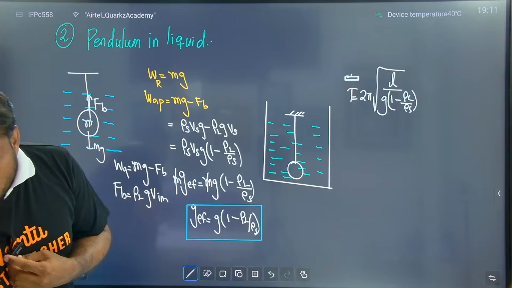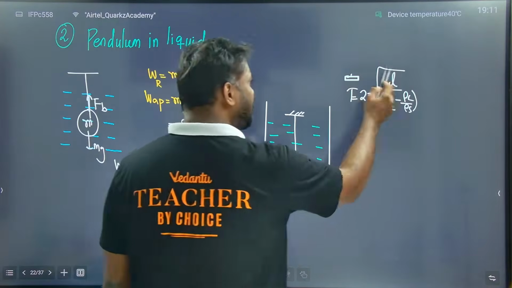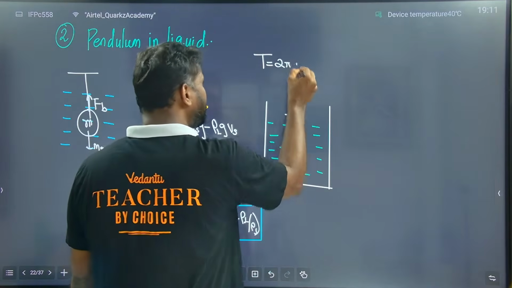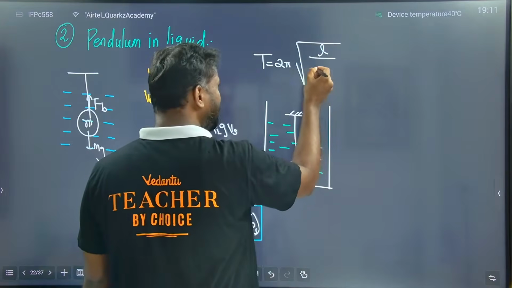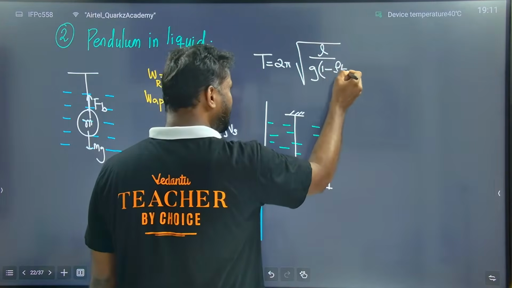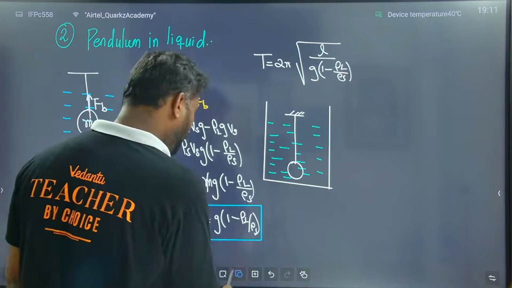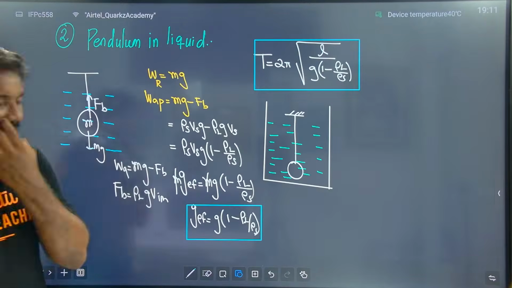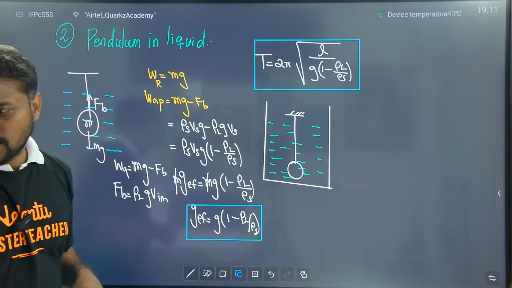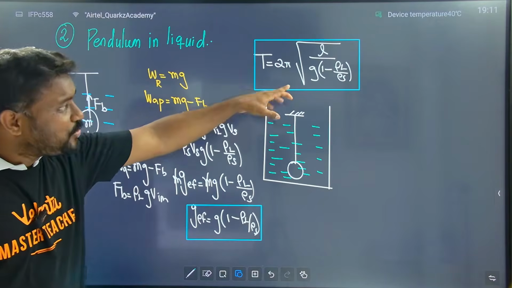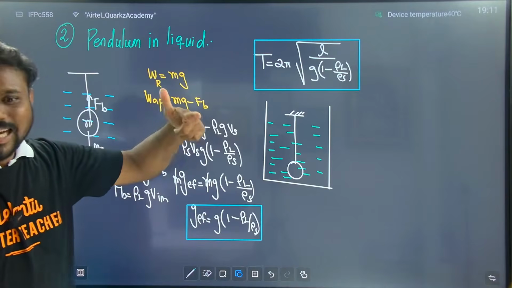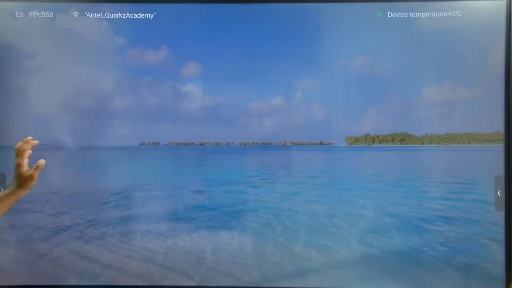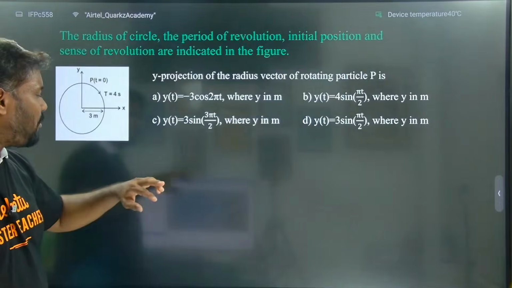See all the videos of this class, don't miss this one. So what is the time period of the pendulum? T is equal to 2 pi root L divided by g effective, where g effective is g times 1 minus density of liquid divided by density of solid. Clear? This is a very important thing when the pendulum is inside the liquid. The acceleration due to gravity decreases, so the time period increases. Based on this we will discuss the problems, and now you will understand where these are used.